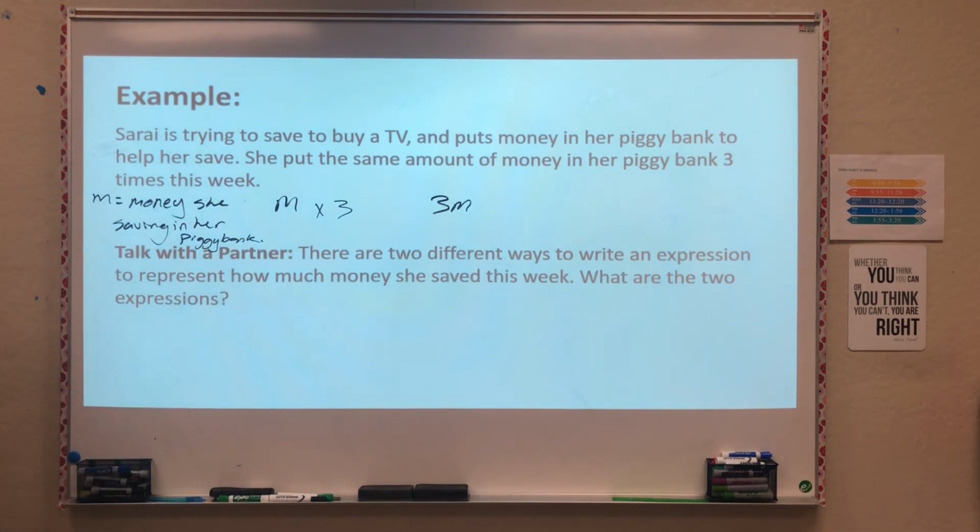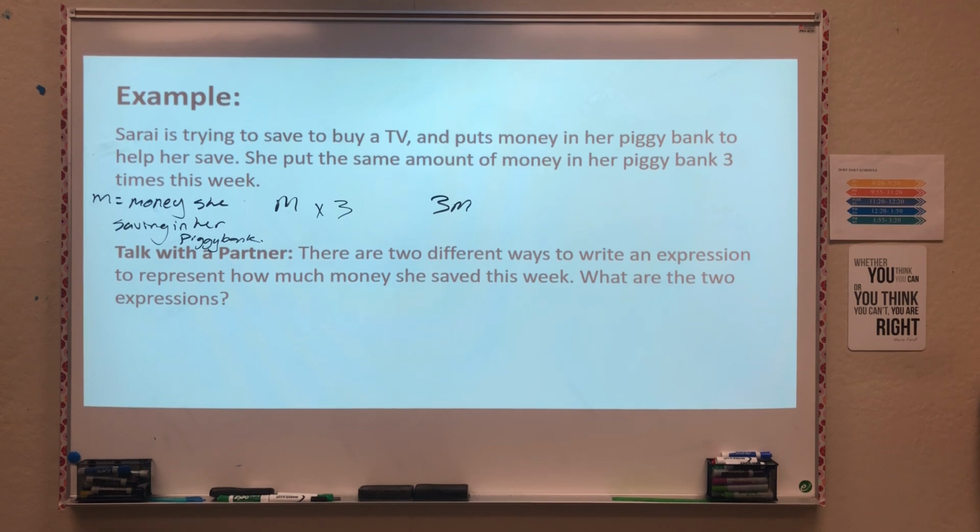So earlier when you said M times 3, what that really is saying is the money she's saving in her piggy bank times the 3 times. That's one way we can write it. Francis said the other way we can write it is using addition. Don't change up your variable because we're still going to be using M. But what would we want to add? We're using M for the savings.